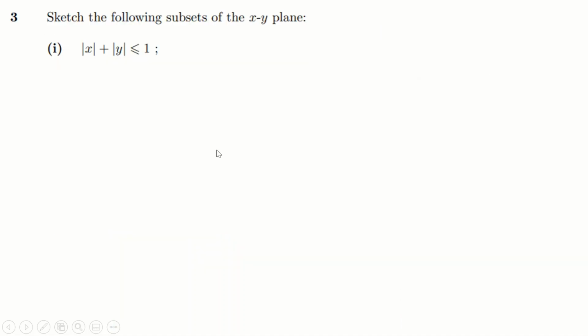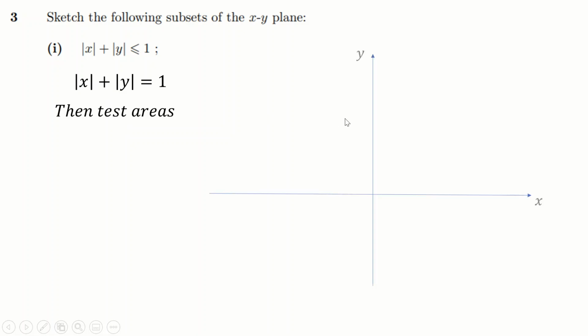Okay, so let's get into the actual question then. So the first thing I notice is this is not an equals to line. So what I'm going to do is I'm just going to make an equals sign. I'm going to put all the things down that make this happen, and then I'm going to test some areas to know where to shade later. And that will make sense when I get there, I think. Okay, so what about this? And let's get the axis down.